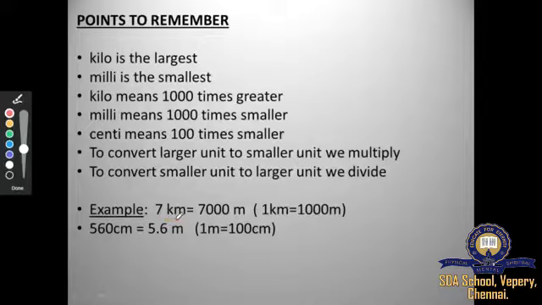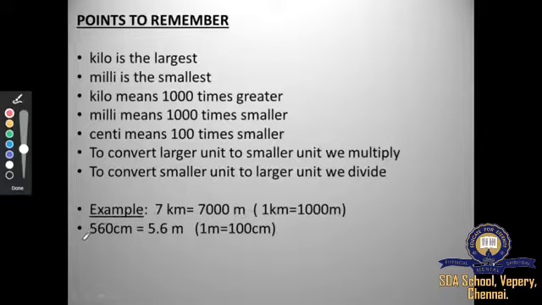Here is an example. Here you have 7 kilometer. You want to convert it to meter. We know 1 kilometer is equal to 1000 meter. So we are converting a larger unit to a smaller unit. Kilometer is a larger unit and meter is a smaller unit, so we have to multiply. 1 kilometer is equal to 1000 meter, so 7 into 1000 is equal to 7000 meter.